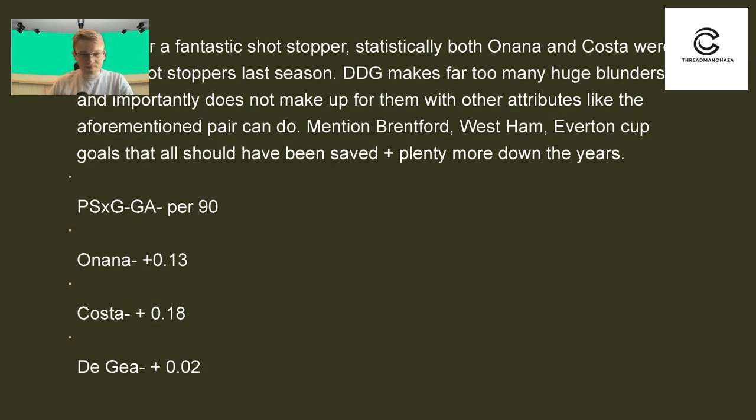So that over a full season is not really going to benefit your team too much. But if you look at Diogo Costa, 0.18 per game, that means every 5-6 games, that man is preventing a goal through some brilliant shot stopping.